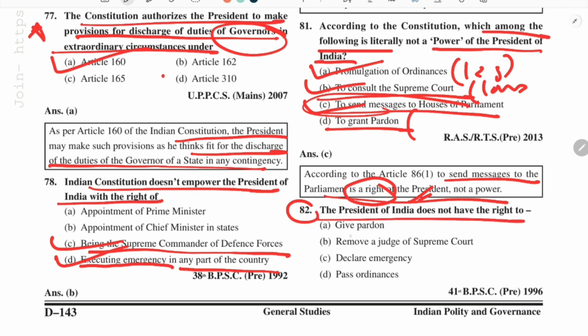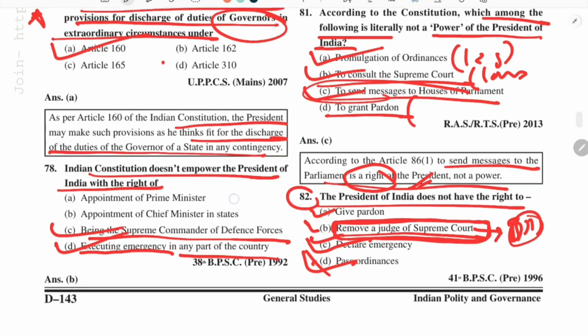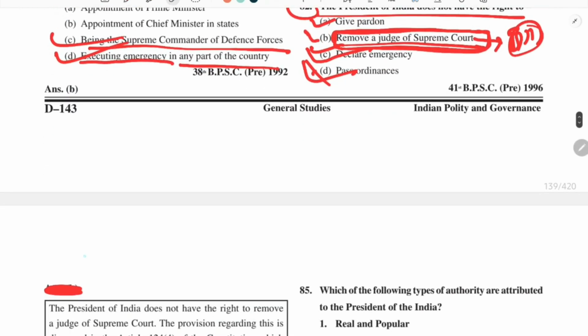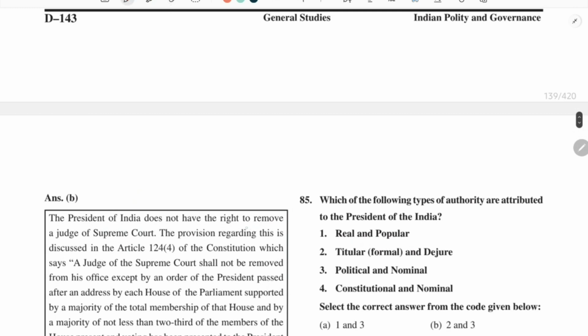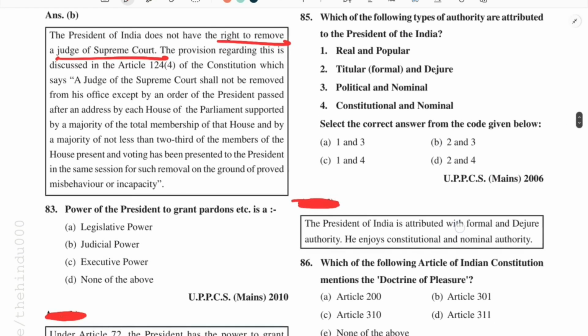President of India does not have the right to give pardon. That is there. Remove a judge of Supreme Court. Declare emergency. Pass ordinance. Pass ordinance is a power. Declare emergency is a power. Remove a judge of Supreme Court. So removal of a Supreme Court judge is not the power of the president. Though the president removes the judge of the Supreme Court, only when the bill is passed by the Parliament can he remove the judge of the Supreme Court. So the answer, I think, must be B. It clearly says does not have the right to remove the judge of Supreme Court. That is a special provision for how this process takes place for the removal of Supreme Court judges.